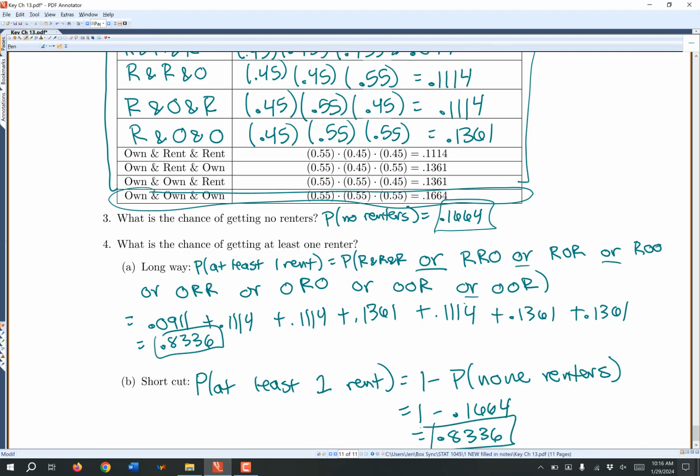Again, subtraction rule or complement rule, depending on which class you're in, it's there to save you time. You don't have to do it every time. You could find all the outcomes and find the answer the long way, but it's there to save you time.